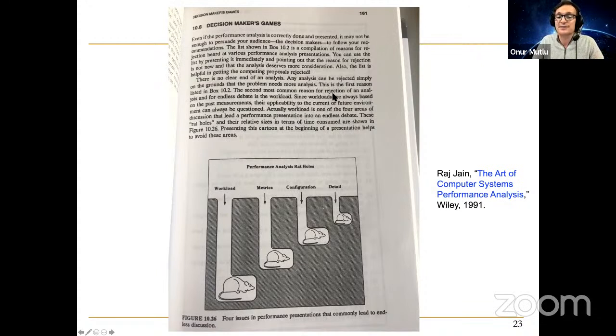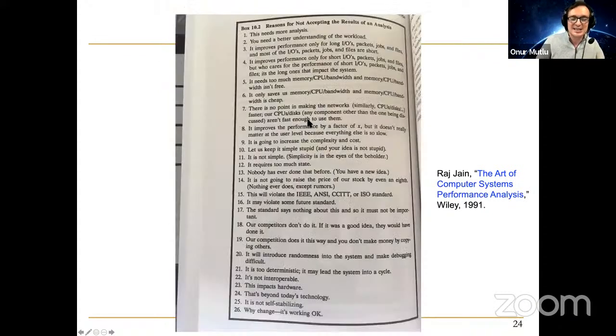The second most common reason for rejection of an analysis and for endless debate is the workload. Since workloads are always based on past measurements, their applicability to the current or future environment can always be questioned, etc., etc. I'm not going to read more, but you can see this box over here. It's about 26 items. Like, this needs more analysis. You need a better understanding of the workload, blah, blah, blah. It requires too much state. This is not simple. And then somewhere over here, it's too simple. It's too deterministic, etc. This impacts hardware. Clearly, that's a software-minded person. That is beyond today's technology. It's a funny thing. Clearly, that's a short-sighted reason. And why change? It's working okay, right?